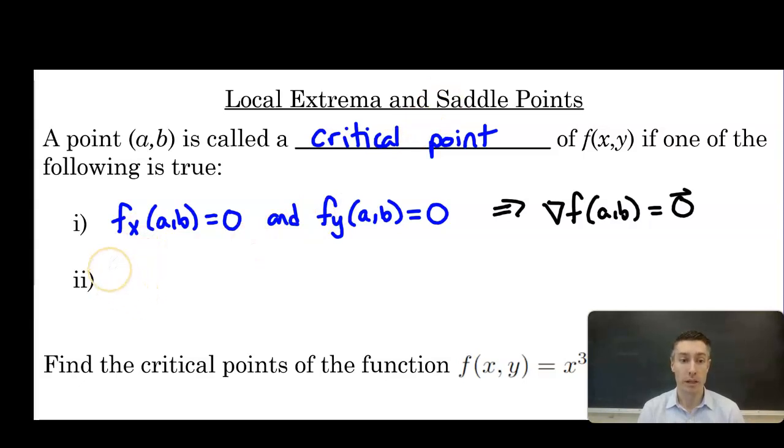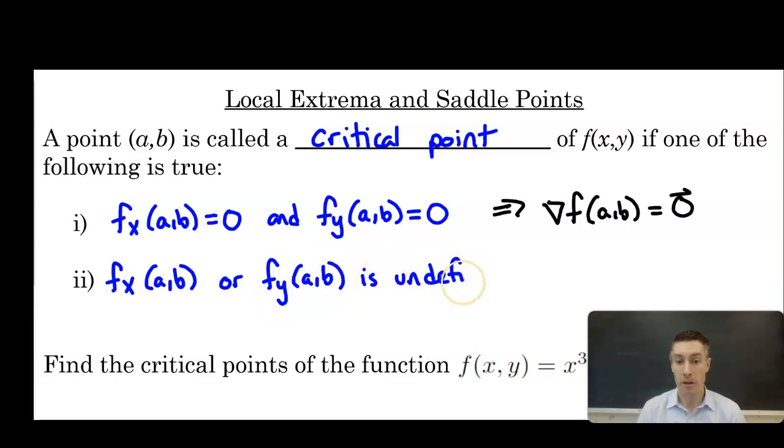The other possibility is that the first order partial with respect to x at the point (a, b), or the first order partial with respect to y at that point, is undefined. So we also have to consider any points that would make either first order partial derivative undefined and consider them to be critical points as well. Happens less often. Most of the time we're going to be focused on this first requirement, but just something to keep in mind.